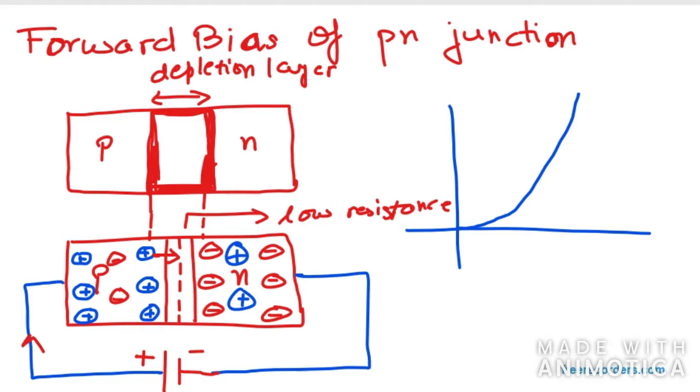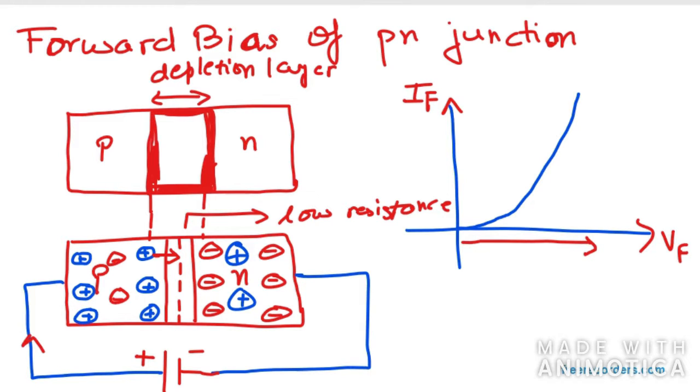Now let us see the graph for the same. As you can see, it is a VI graph. I will take IF on the Y axis and VF on the X axis. This basically means that we are increasing the potential as we go towards VF.